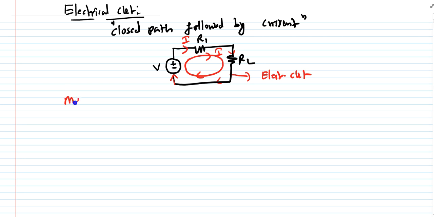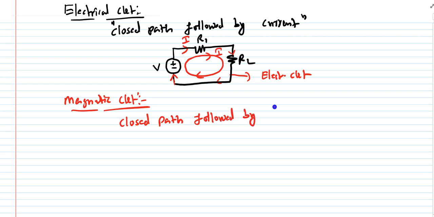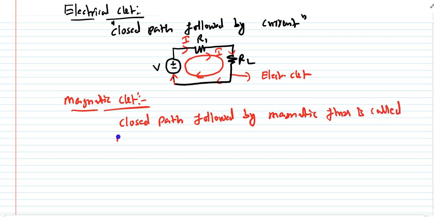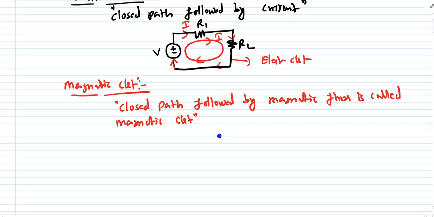So what is a magnetic circuit? The definition for the magnetic circuit is that it also has a closed path followed by magnetic flux. That is called a magnetic circuit. So this is the definition for the magnetic circuit.